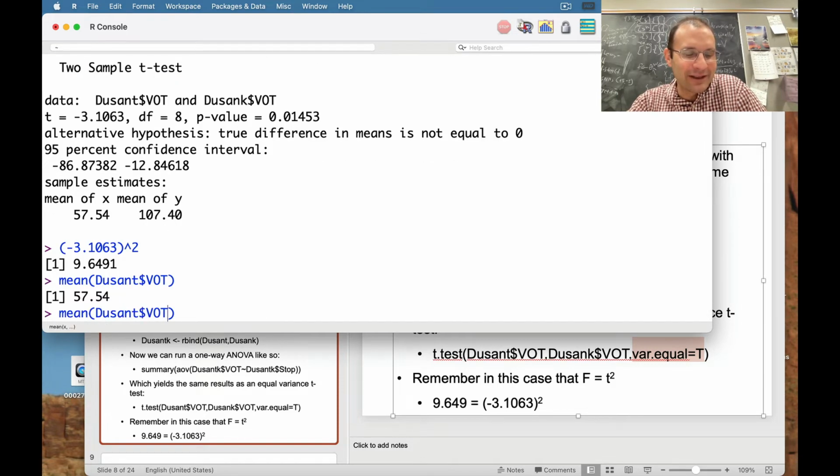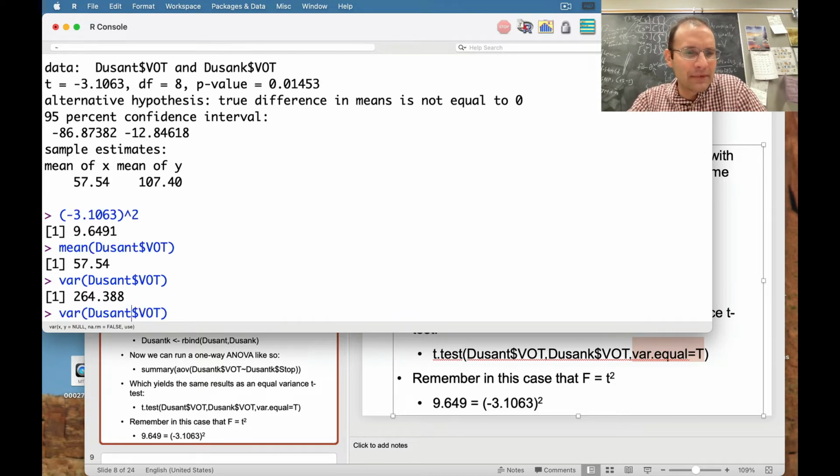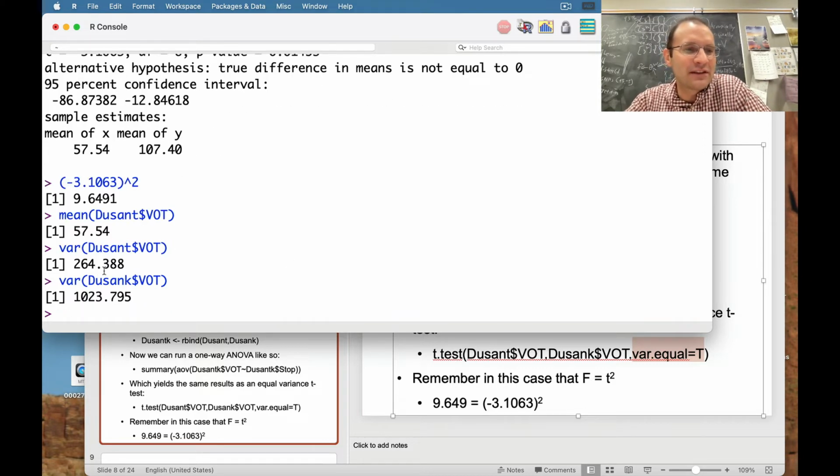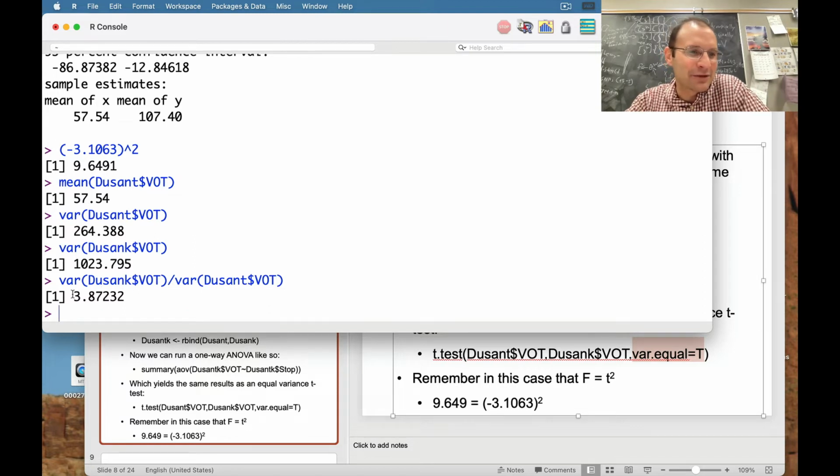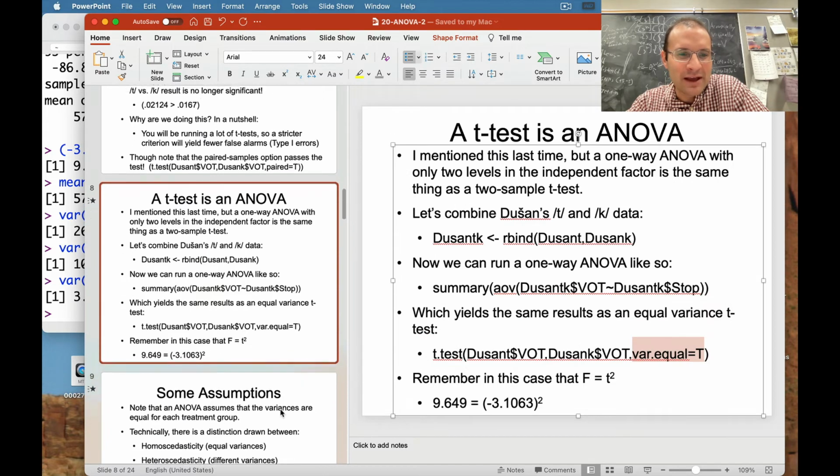Oops, sorry, not the mean. I wanted to look at the variance. And I think I actually did this last time a little bit. Yeah, so in this case, we see that the variance for K is much bigger than it is for T. In fact, it's maybe about 4 times as big. I could confirm that by doing this, and yeah, it's about 3.87 times as big. So things aren't looking totally equitable there. If there is an effect of stop on VOT, it looks like it might be bigger for K than it is for T. We kind of knew that anyway.